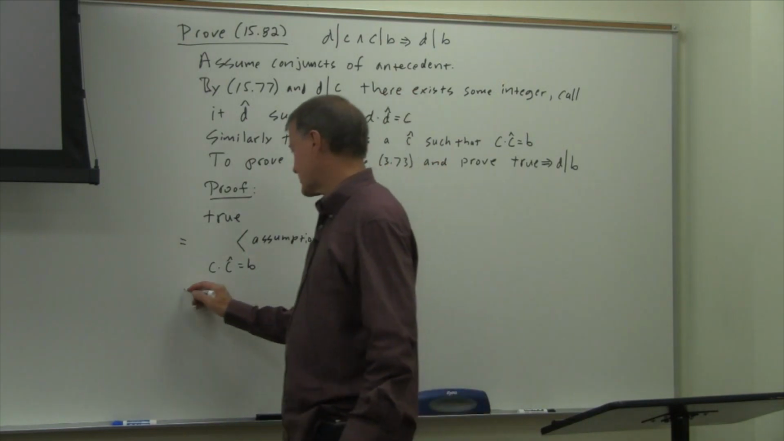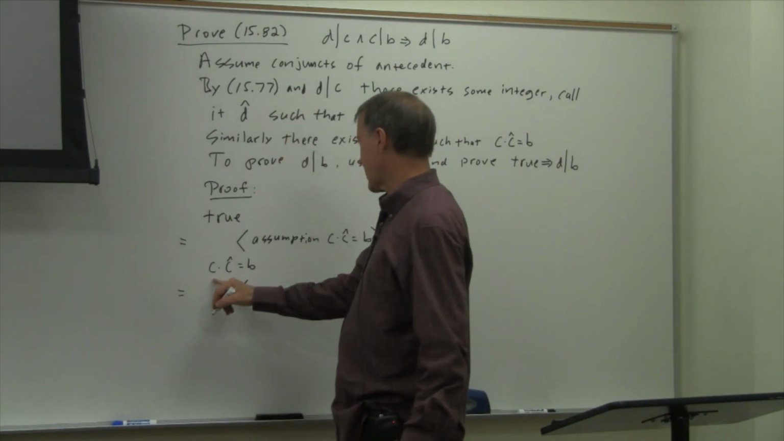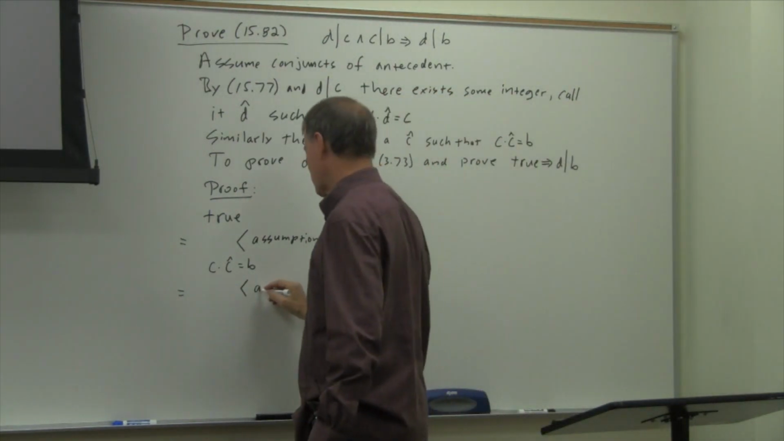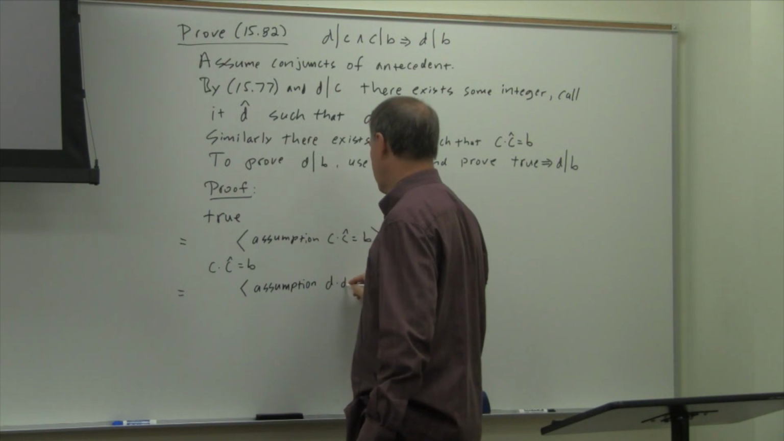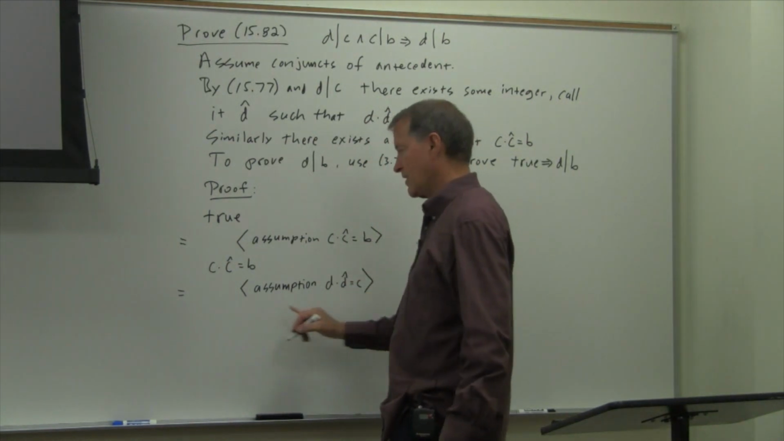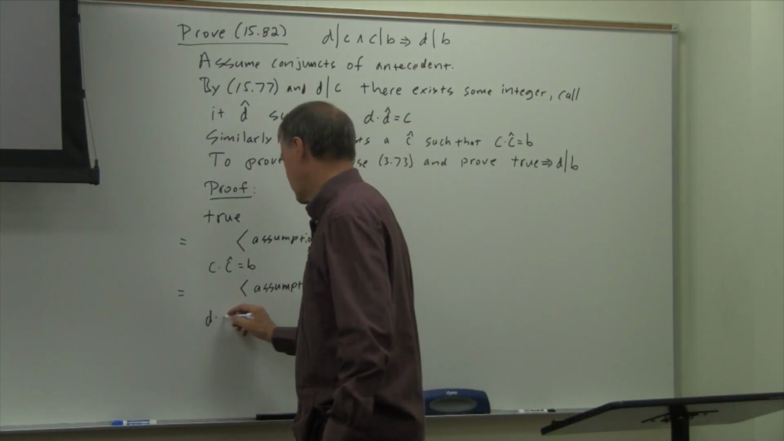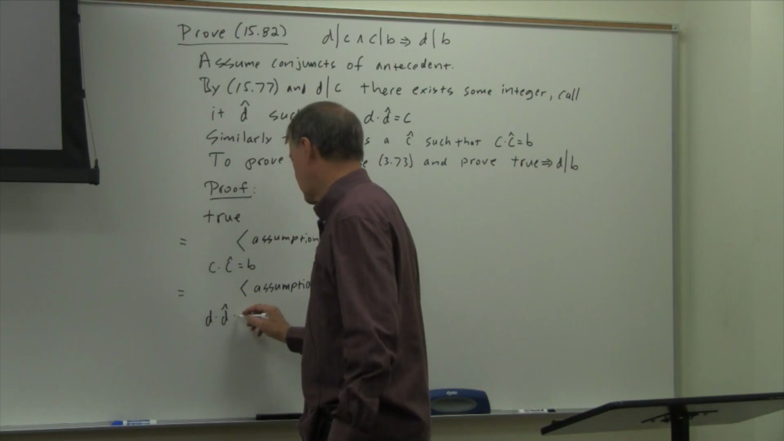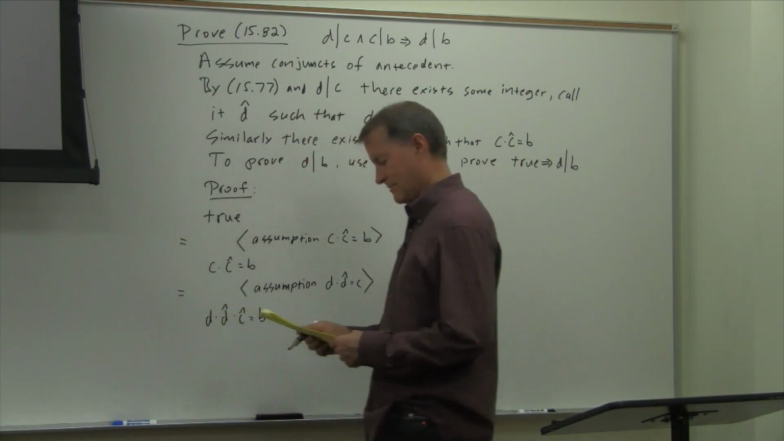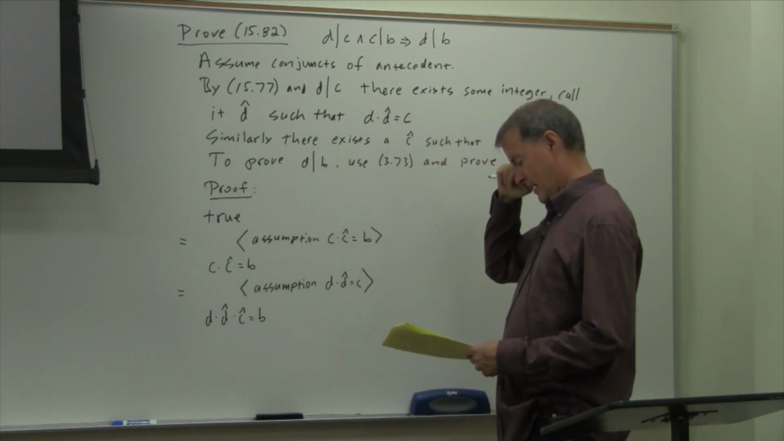And now this equals by assumption what? Because now we have a C, right? Okay, so this will be assumption D times D hat equals C, and we can substitute equals for equals, and therefore this will be D times D hat times C hat equals B. Lots of hats. How do we get rid of C hat? Weakening.